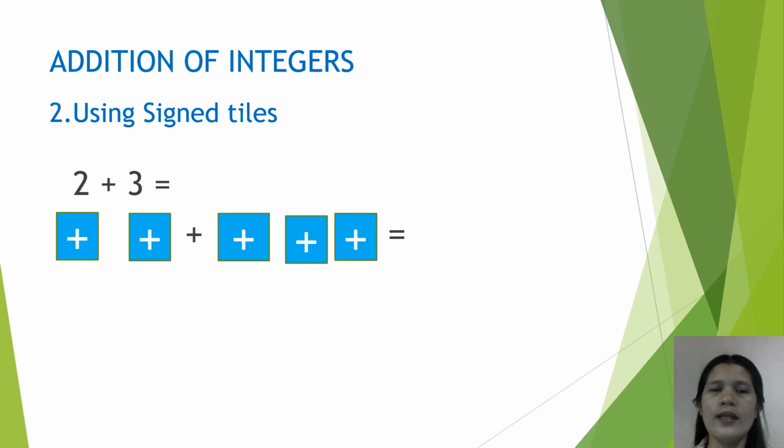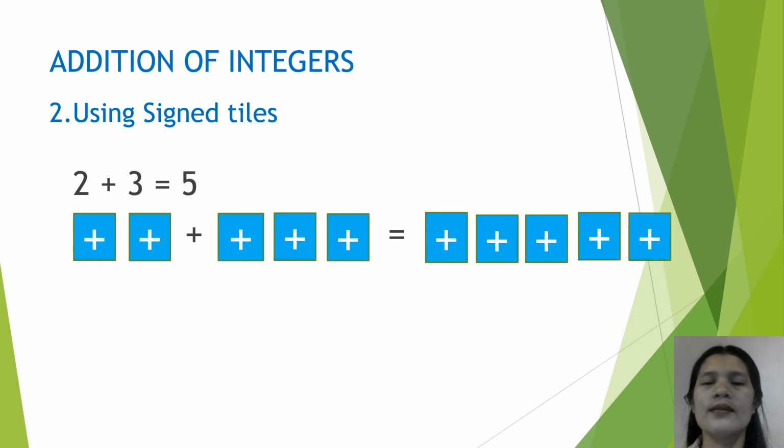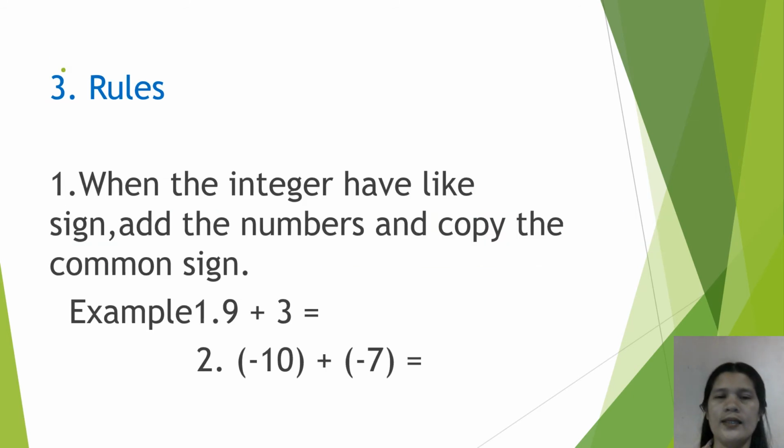So another example using positive tiles. 2 plus 3. So we have 2 positive tiles plus 3 positive tiles. So it should be 5 positive tiles. Okay. So another way of adding integers is using rules. When the integers have like signs, add the numbers and copy the common sign.